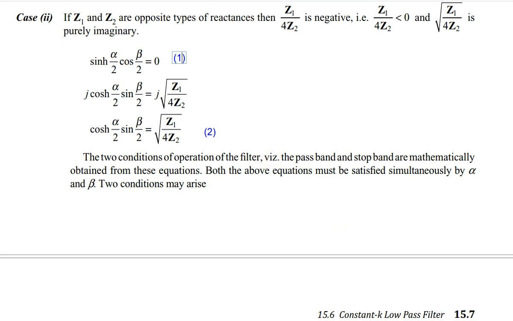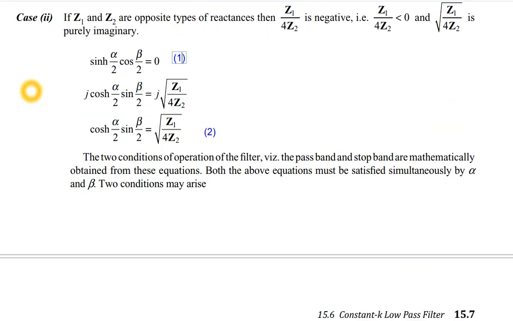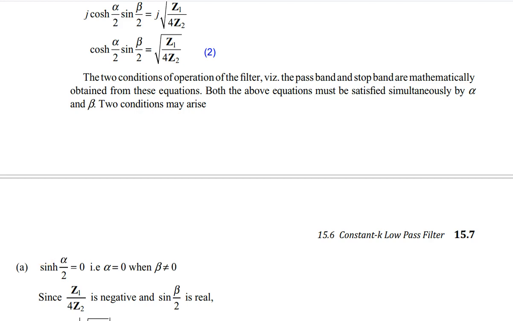So first, from the condition or equation 1, we will consider the sinh alpha by 2 equals 0 case. Then in another case we will consider cos beta by 2 equal to 0. Let us see what concluding points we get with those. So the first case, that means in case 2, this is the first case.